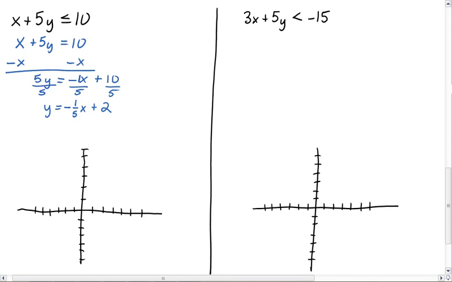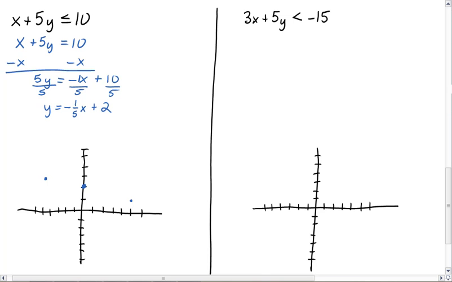So let's go ahead and put our line down. Our y-intercept is right here at 2. The slope is negative 1 over 5, so I can either go down 1 and over 1, 2, 3, 4, 5, or I can go up 1 and then to the left 1, 2, 3, 4, 5. In fact, I'm going to do both so I can get a nice line.